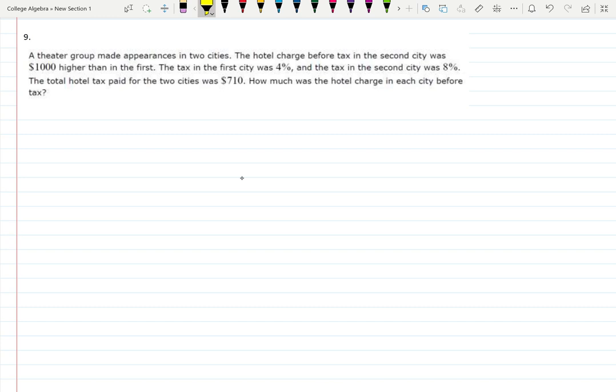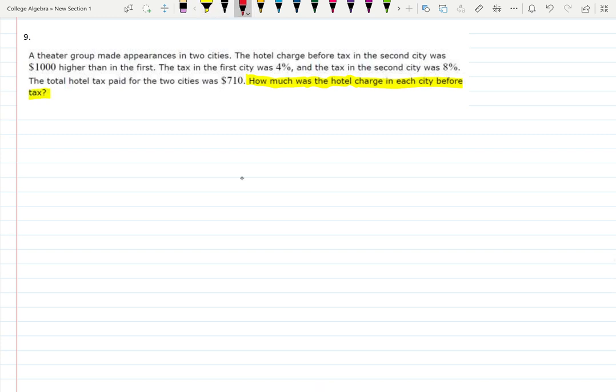That's how I know X and Y are going to show up, and there will be some correlation between X and Y and 1,000. The tax in the first city is 4%, in the second it's 8%, and the total tax is 710. So this is how I know the relationship will be created. How much? So the last question kind of starts everything. How much was the hotel charge in each city before tax?